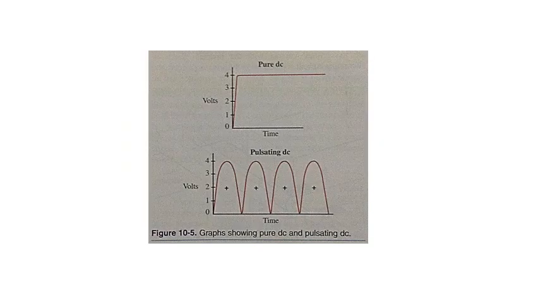DC versus AC. DC current, or direct current, flows in only one direction through a conductor. If the flow of electrons is constant, it is called pure direct current. If the flow is intermittent, it is known as pulsating DC, or pulsating direct current. See figure 10-5.